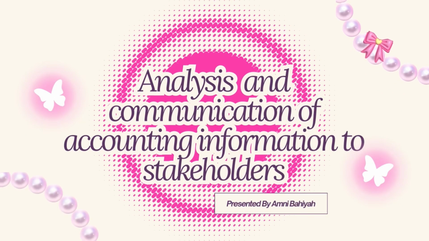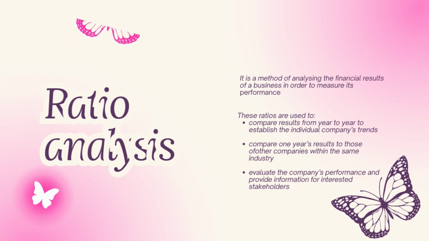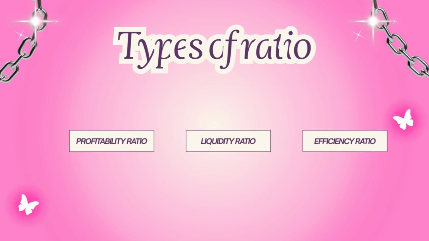I would like to present analysis and communication of accounting information to stakeholders. Ratio analysis is a method of analyzing the financial results of a business in order to measure its performance. Ratios are used to compare results from year to year to establish the individual company's trends, compare one year's results to those of other companies within the same industry, and evaluate the company's performance and provide information for interested stakeholders. There are 3 types of ratio: profitability ratio, liquidity ratio, and efficiency ratio.